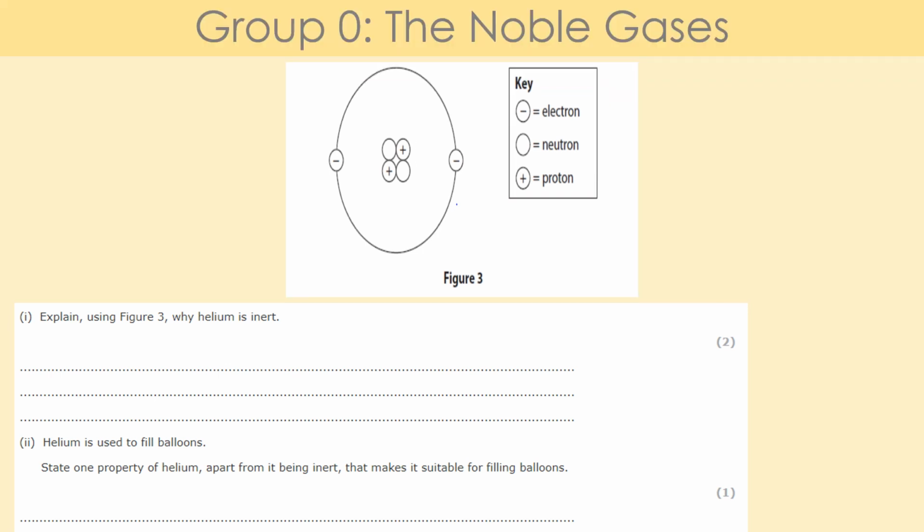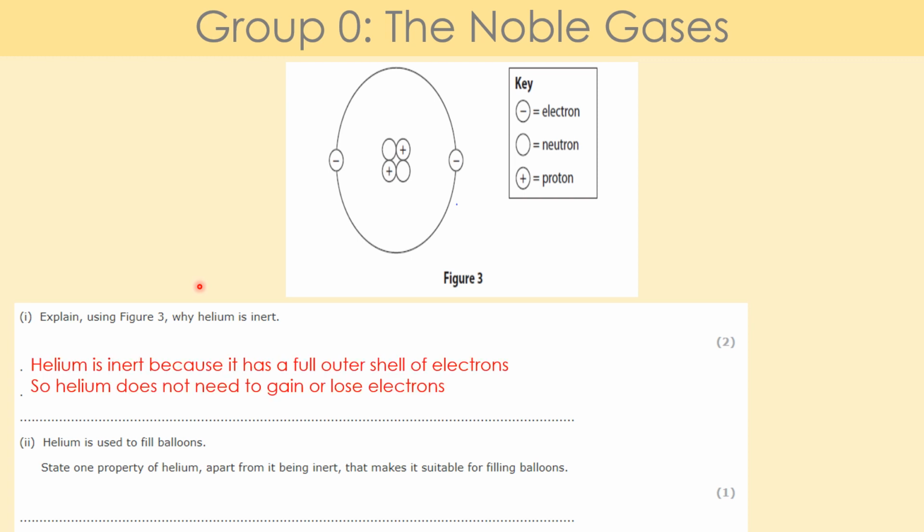So you should now only be watching if you've answered those questions. We'll look at the answers. So explain using figure 3 why helium is inert. You might notice it's worth 2 marks, so we want to get 2 points on there. Remember back at the start of the video, I did tell you how to get those 2 marks. If you're not sure what they were, go back and look at it again. So helium is inert because it has a full outer shell of electrons. So helium does not need to gain or lose electrons. I get 1 mark for saying it's got a full outer shell, and my second mark for saying it does not need to gain or lose electrons. I want both parts there.